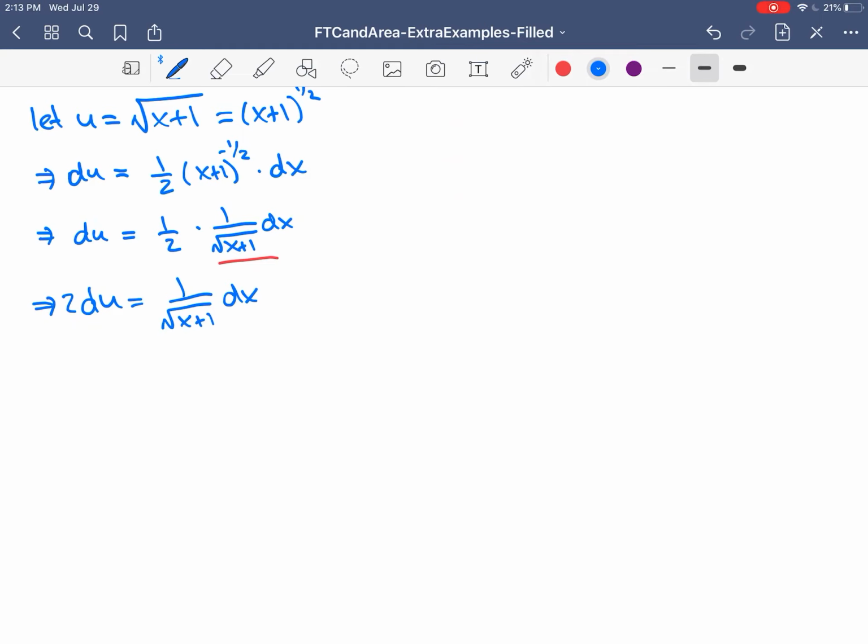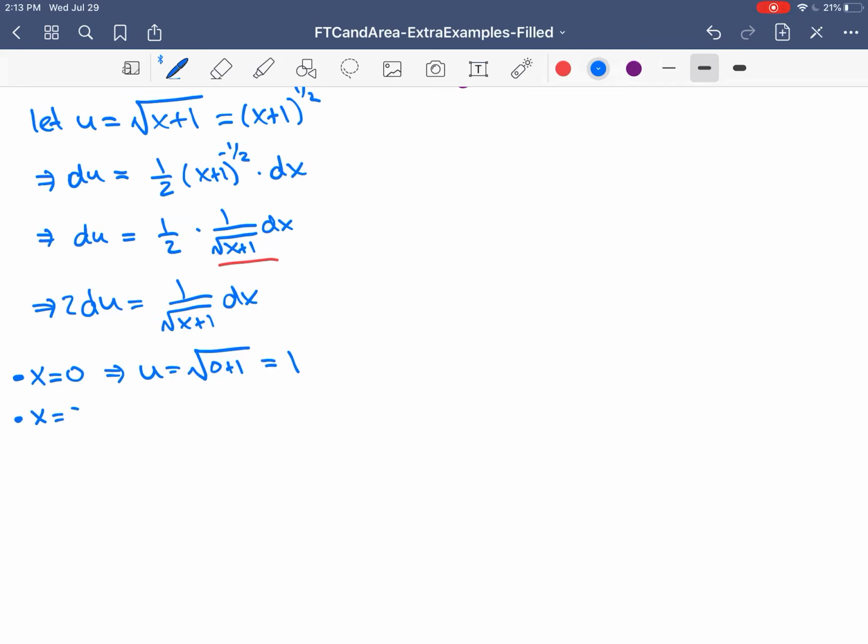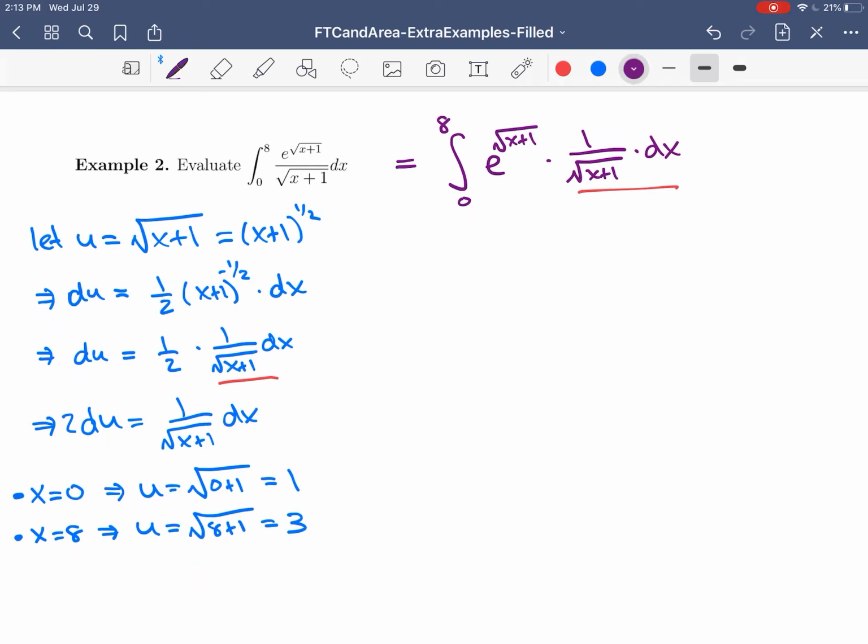Now I also want to change the bounds. So I go from 0 to 8. When x is 0, u is going to be the square root of 0 plus 1, so that's the square root of 1, or 1. And when x is 8, u is going to be the square root of 8 plus 1, so the square root of 9, which is 3. So I can change all of that.